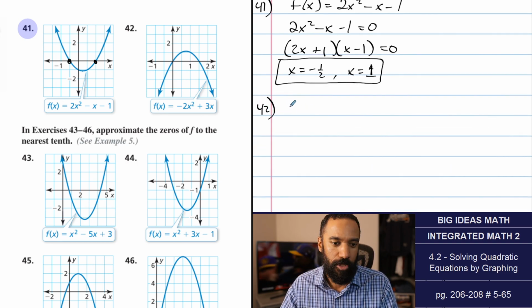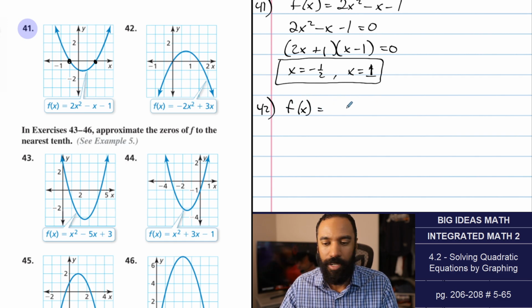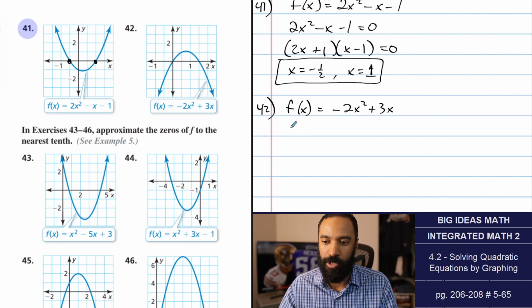Number 42. At this point, I'm just looking at the equations. I'll look at the graph after. F of x equals negative 2x squared plus 3x. There's a greatest common factor of negative x. We set this equal to 0, by the way. Negative 2x squared plus 3x equals 0.